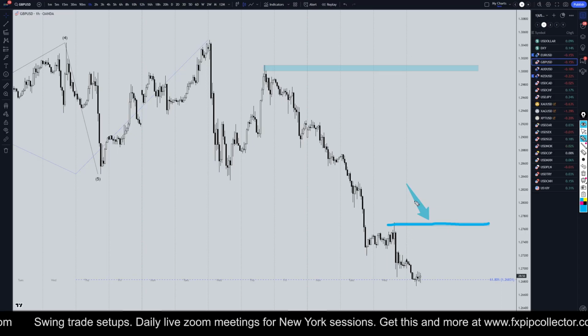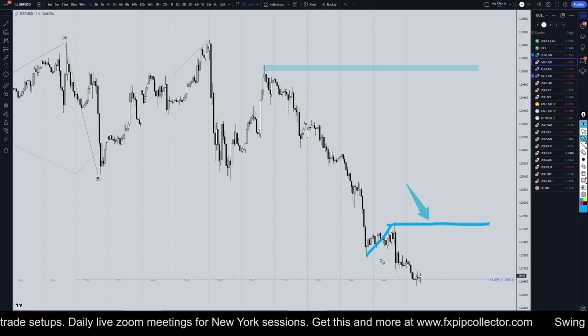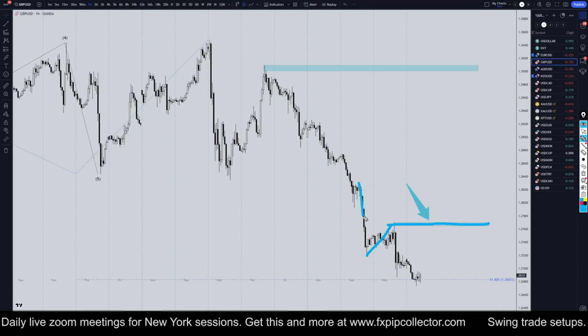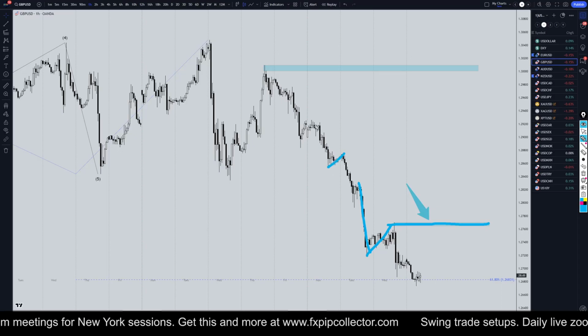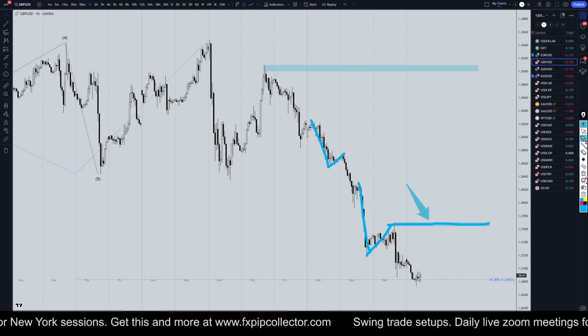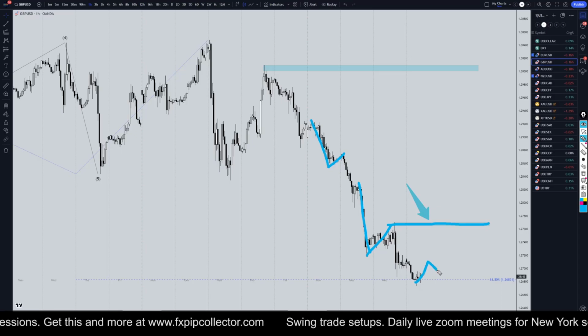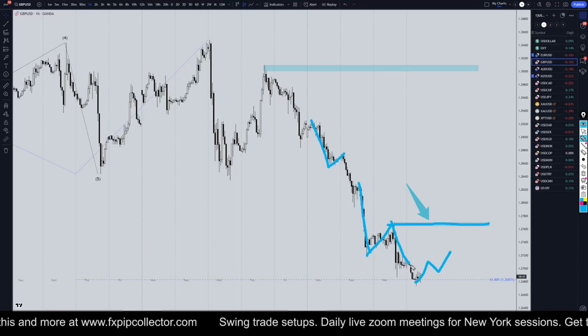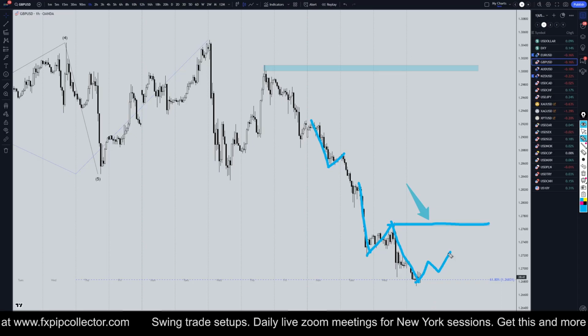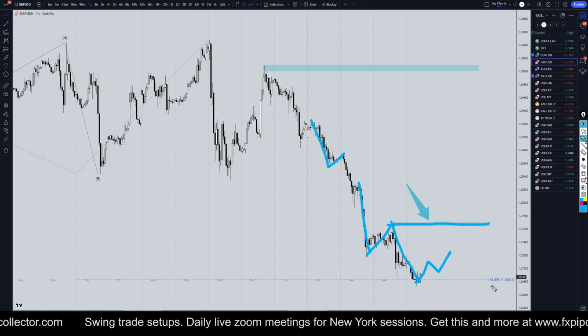So every move I see to the upside, just like this move right here, I'm looking at as nothing beyond a correction to the last wave down. Any move I see to the upside is likely just going to be a correction to the last wave down.